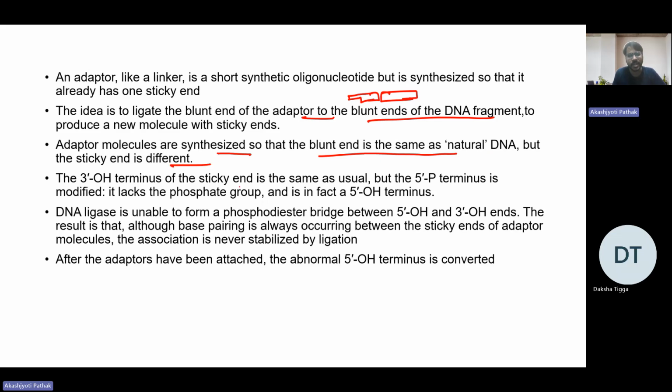That is what I was explaining, that the sticky end is treated with alkaline phosphatase. Because it is treated with alkaline phosphatase, the 3' OH is present, but the 5' phosphate is replaced with 5' OH. As a result, the DNA ligase is unable to form a phosphodiester bridge between 5' OH and 3' OH. Although base pairing will occur between the sticky ends, isn't it? Because there is complementarity between the two strands. So base pairing by hydrogen bonds will occur, but there will be no ligation because there is a 5' OH and 3' OH, so ligase cannot act. After the adapter has been attached, the abnormal 5' OH terminus is converted.